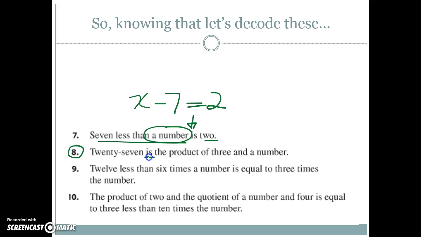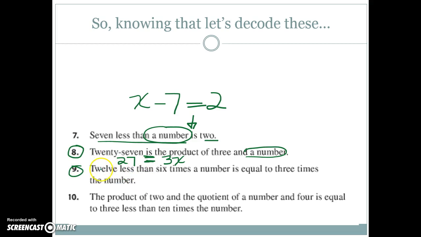27 is, there's my equal sign, and I'm going to make 2 lines again. So 27, that's easy to translate. The product of 3 and a number. I know I'm going to be multiplying, and I'm going to be multiplying 3 times what? A number, something I don't know, x. 27 is equal to 3x.